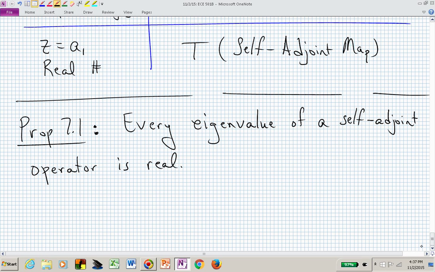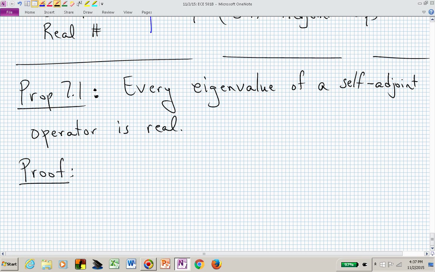And that sort of goes in line with that last line. If we just boiled it down to a one-by-one matrix, we know that the eigenvalue is that number, which is real. Now we're just saying, if we have a bigger map that's self-adjoint, or an operator that's self-adjoint, and we looked at the eigenvalues, every one of those eigenvalues is real. Let's convince ourselves of that by stepping through a proof.